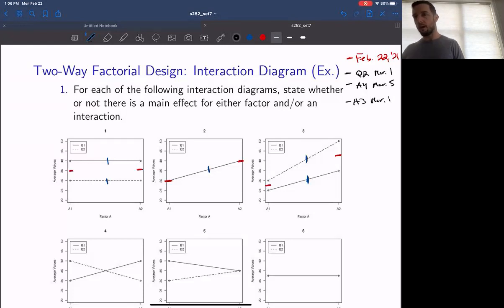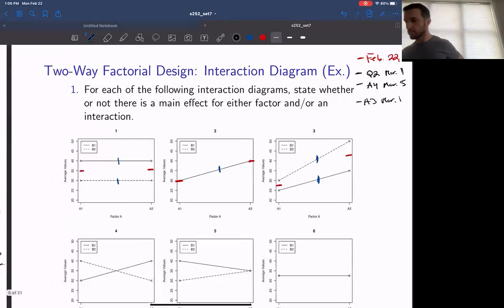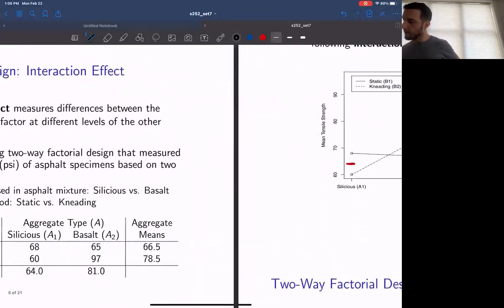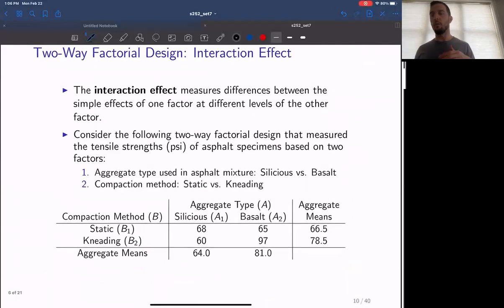All right. So we left off evaluating interaction diagrams. An interaction diagram is essentially a plot of the means for a particular experiment. Let's start closer to the beginning of the unit. When we studied one-way ANOVA, we had one response variable and one explanatory variable. We were interested in comparing the means of the response variable across the levels of the explanatory variable.